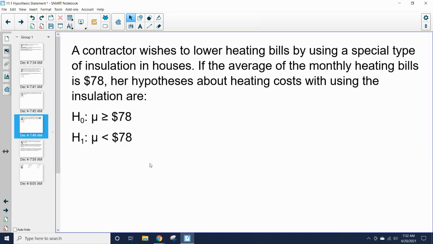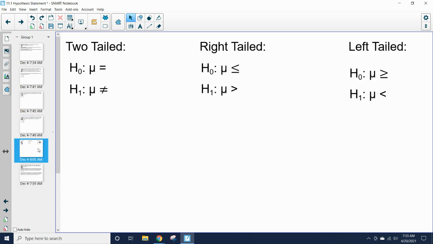So those are the three scenarios we can get when we are testing hypotheses. The three scenarios essentially are a two-tailed test, a right-tailed test, and a left-tailed test. And these are based off of how we write out the null hypothesis and the alternative hypothesis.